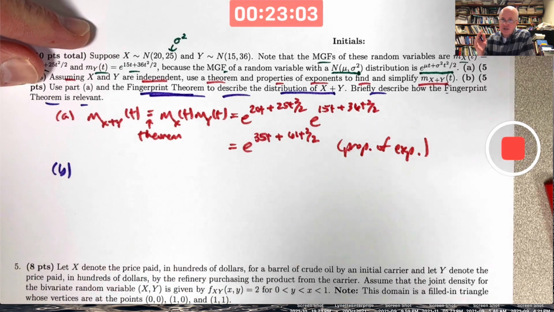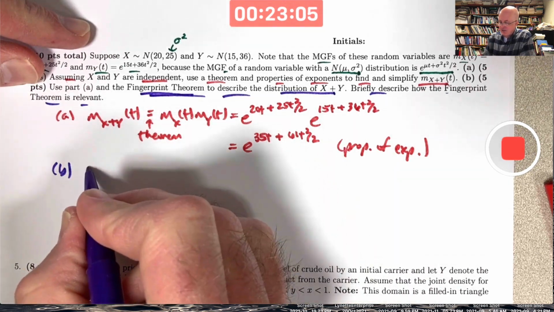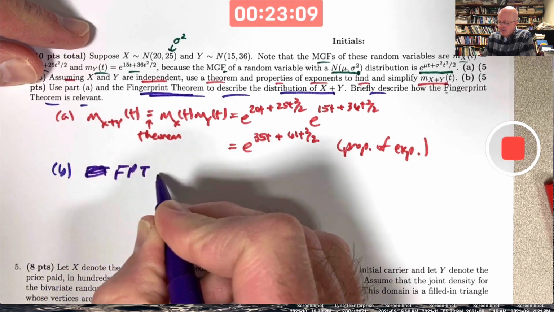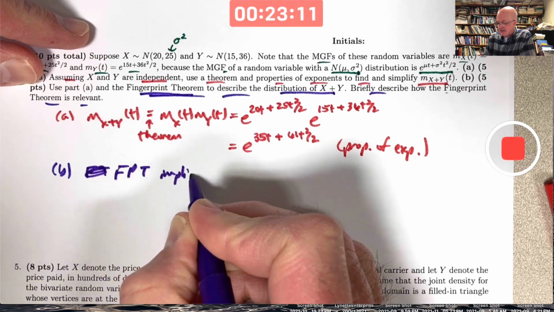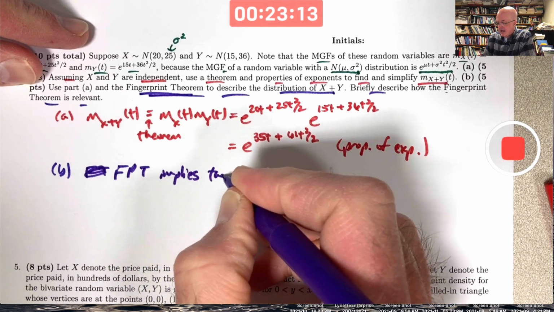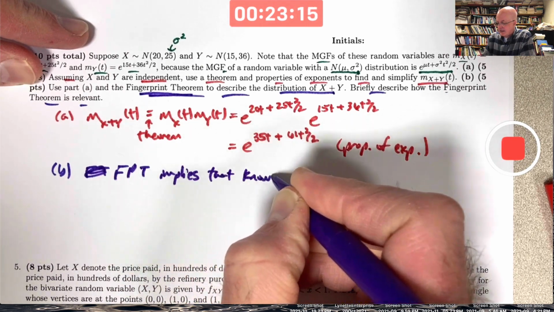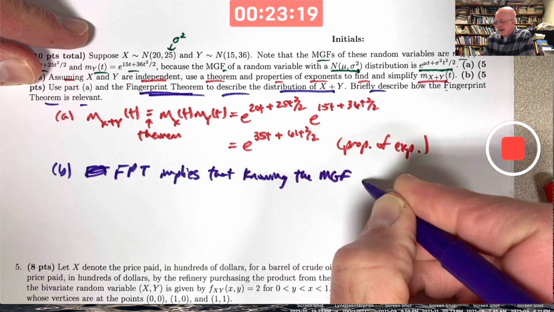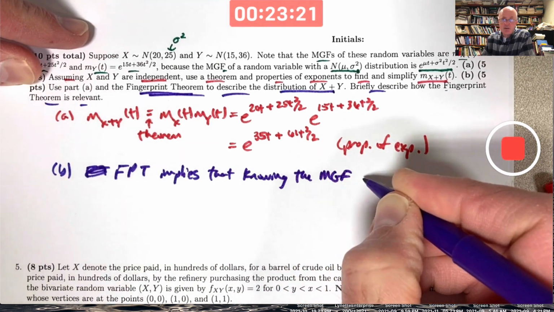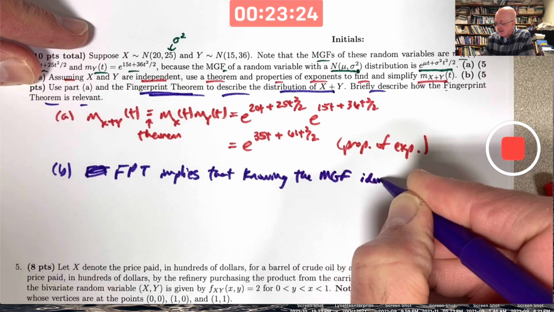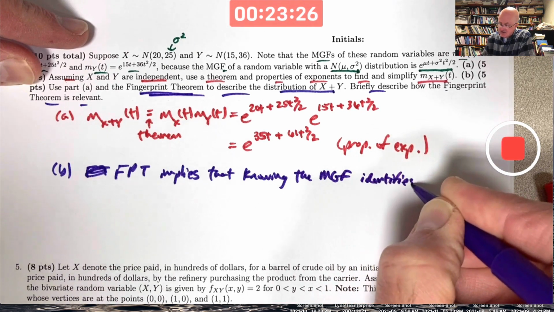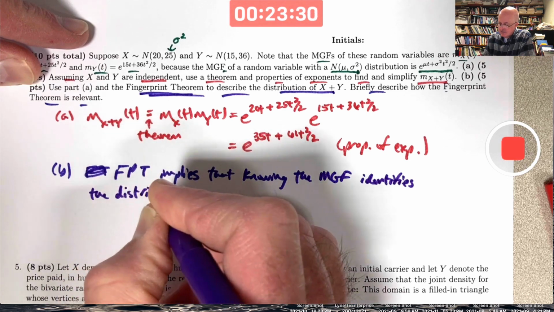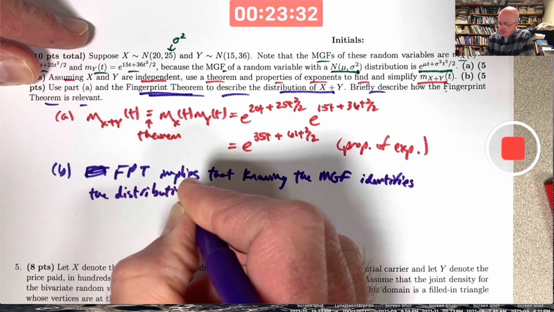You could write what I just said there. The fingerprint theorem implies or says that knowing the moment generating function tells you what the random variable is, identifies the distribution of the random variable. Might be the best way to say that. Distribution of the random variable.